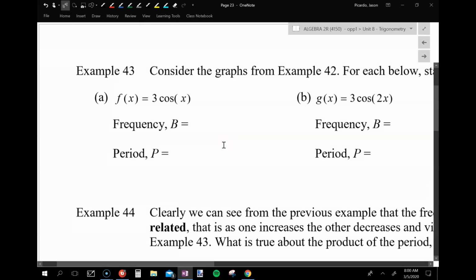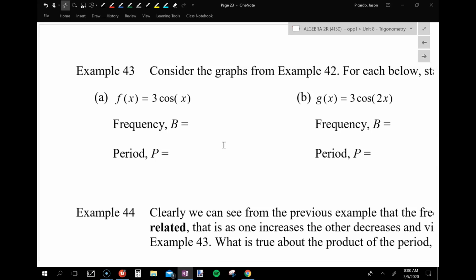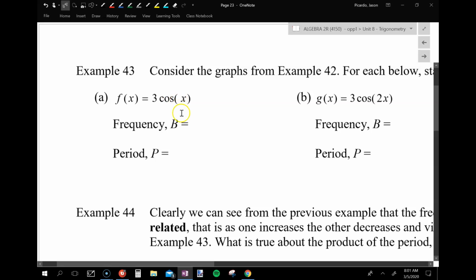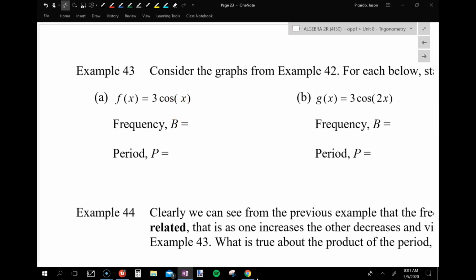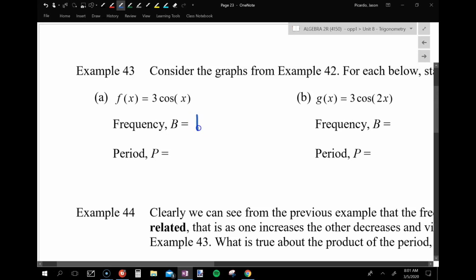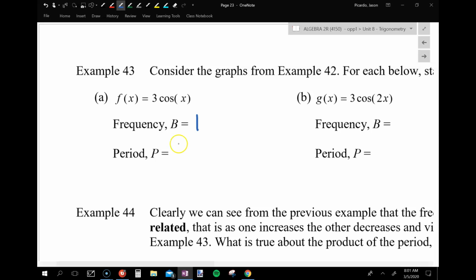3 cosine of x. You should feel really, really happy about this problem because the only thing that's in this equation is the 3, right? That 3 changes the amplitude, doesn't it? What number is before the x? A 1. So how many cycles should I get in 2 pi space? 1. Which means if I only get 1 cycle, how big is the cycle? 2 pi.